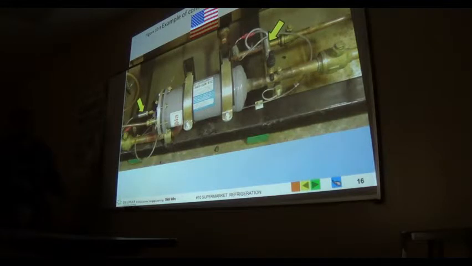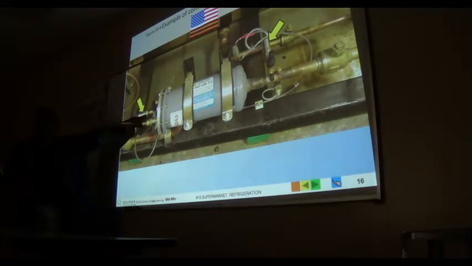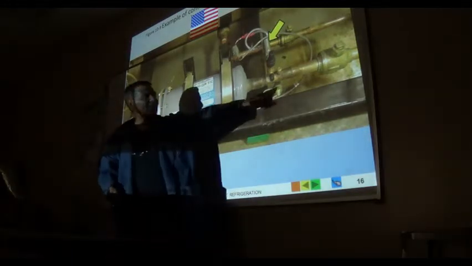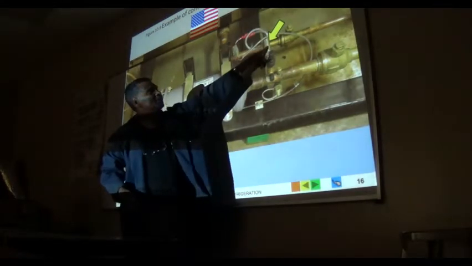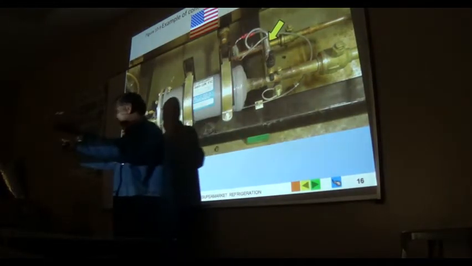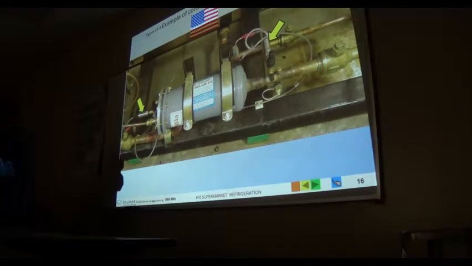And this is a dryer. You notice they have one pressure transducer here, and they have one here, to tell you if it's getting a restriction or not? Yeah, if you see a pressure differential there, the system is going to tell you to change it.